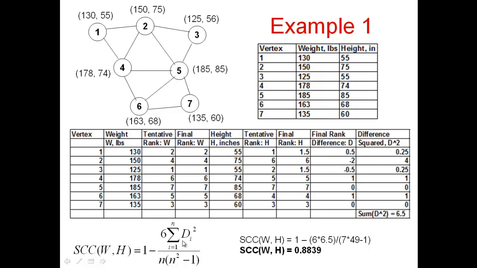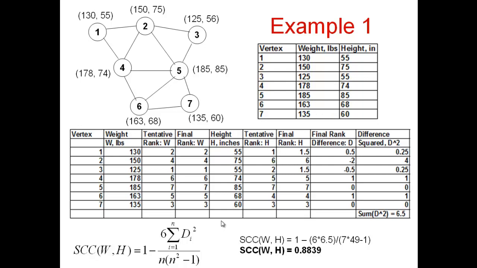And now we have a formula in which we can plug in these numbers. So we have the sum of the squares of the differences as 6.5. So it's going to be 1 minus 6 times 6.5 divided by, it's a graph of 7 vertices, so 7 times 7 squared minus 1. So that comes out to be 0.8839.